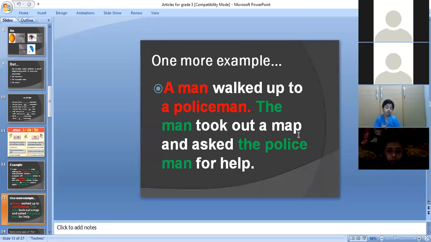The man took out a map and asked the policeman for help. Is that clear? For the first time, we will use a and an according to the words. And the second time, when we repeat a noun and object again, we would use the.